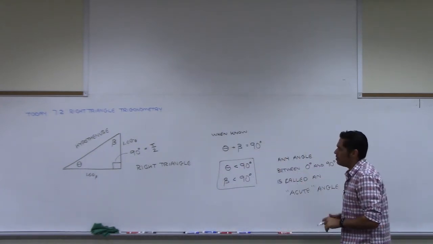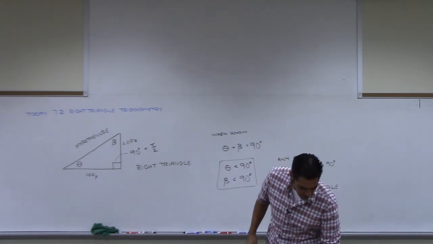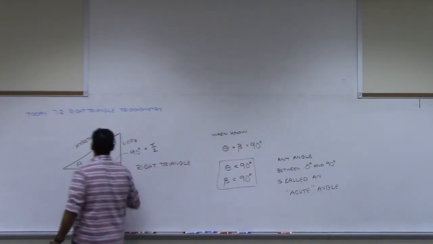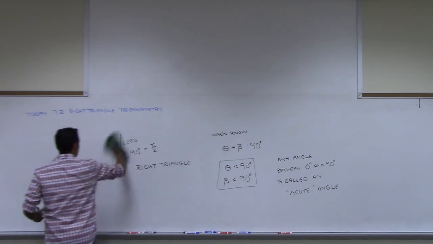All right, so now what I'm going to do is redraw this. I want to follow the book. Yeah, they're using little letters. Okay, so I'm going to start over, another right triangle.